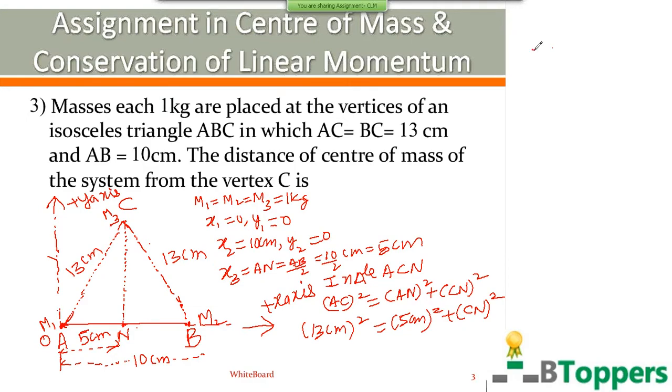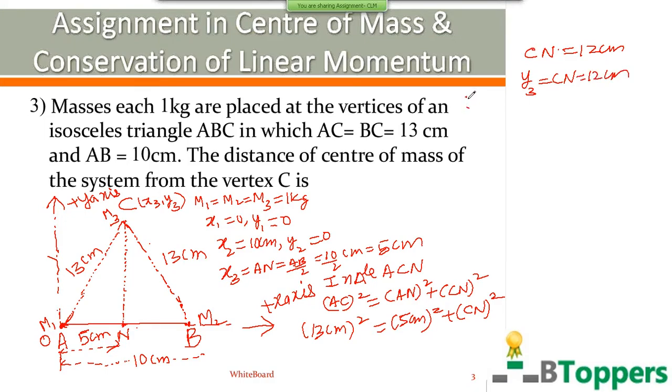So if you simplify that, you get CN is equal to 12 centimeter. So y coordinate for the third mass will be equal to distance CN, that is 12 centimeter.